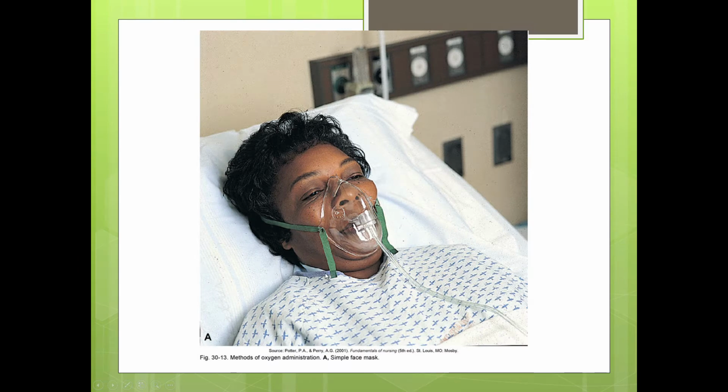So here's a better picture of a simple face mask. You can see that you can tighten it on the side with the elastics. Here's where the oxygen tubing is attached, and then you can see that there's a little vent here as well. And then there is a metal adapter on the bridge of the nose to make it tighter for the patient.